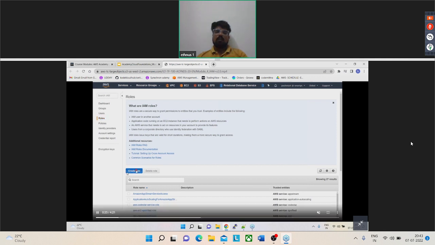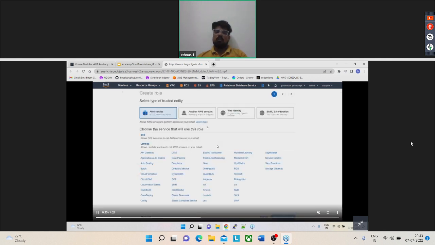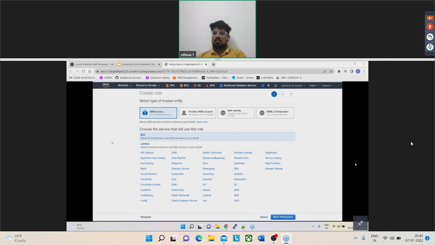Now you have to click on create role. Once you click on create role, you will be navigated to this page where you have to select the AWS service. Here it gives multiple options also. If you want to go for another AWS account, you can select that. For web identity and SAML, I will come to this in a later section of this course. So that kind of facility is also here. Now we are going to select one service. For which service do we have to create the role? For EC2, so that EC2 can connect with DynamoDB and S3. So let's select EC2 over here and click on next.